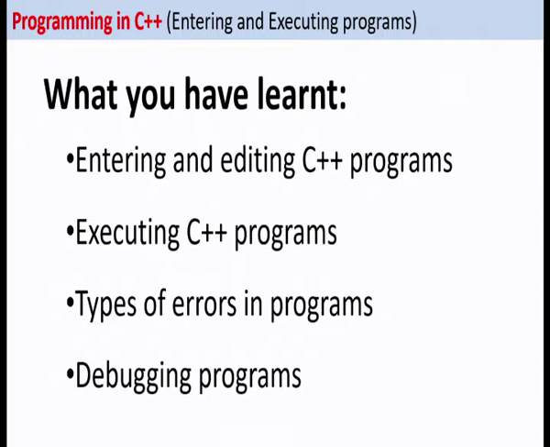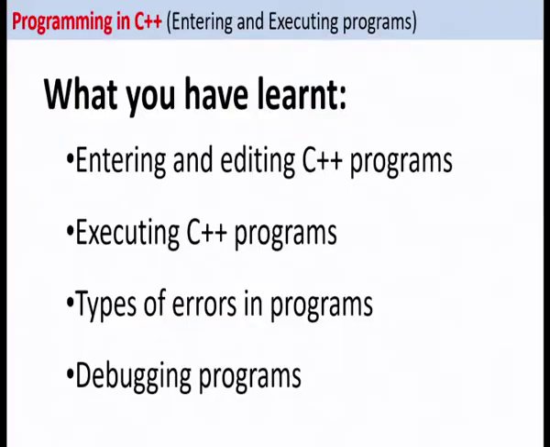What we have learned basically is how to enter and edit C++ programs, how to execute the programs, and what the different types of errors are which can be there in the programs: runtime errors, syntax errors and logical errors. Errors in a program are known as bugs, and the process of removing those errors is known as debugging. We have also seen how to debug the programs. Thank you, students. I hope this class was really useful for you.